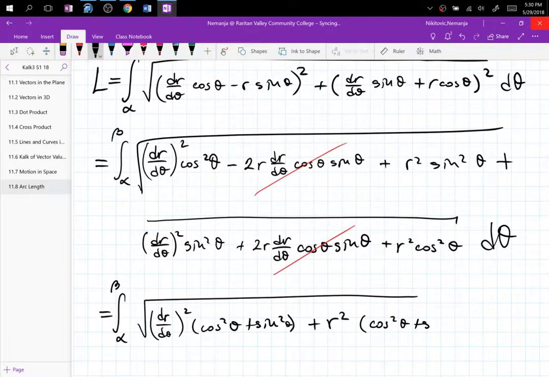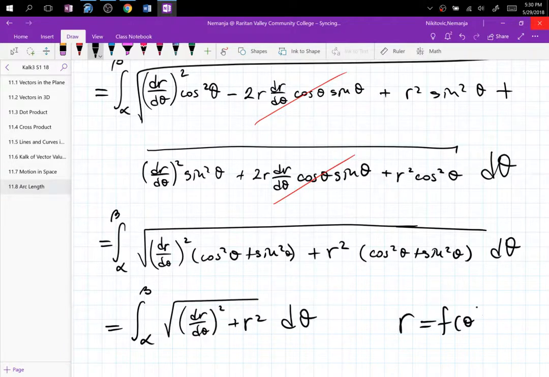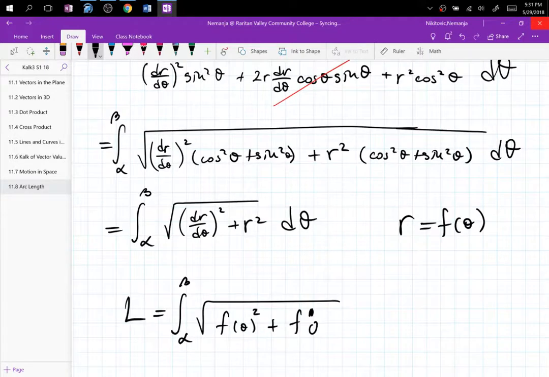So this is simply the integral from alpha to beta of the square root of dr d theta squared plus r squared, d theta. Now, r is a function of theta, so I'm going to replace that to get the formula that we are all looking for. It is the square root of f of theta squared plus f prime of theta squared, d theta. And that would be the formula.